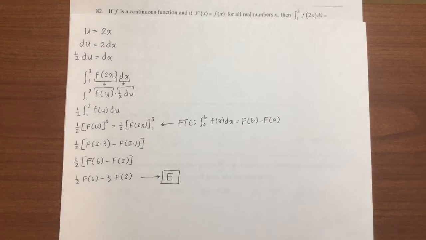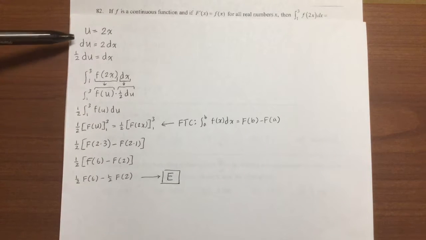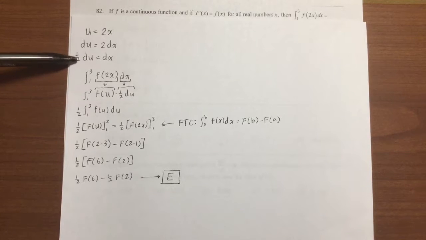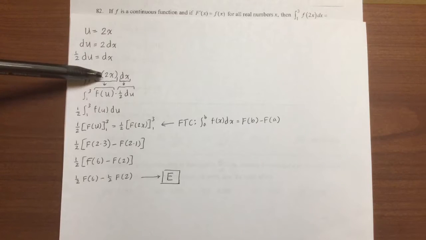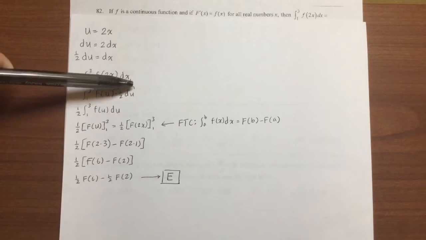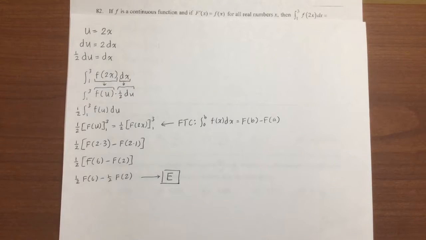You set u equal to the inner function, which is 2x, and you take the derivative, giving you du equals 2 dx. You simplify this further to get 1/2 times du equals dx, and now you're ready to use this information in the integral. You replace f of 2x with f of u and the dx with 1/2 times du. Because 1/2 is a constant, you can pull it out to the front, and now you're ready to use part 2 of the fundamental theorem of calculus.